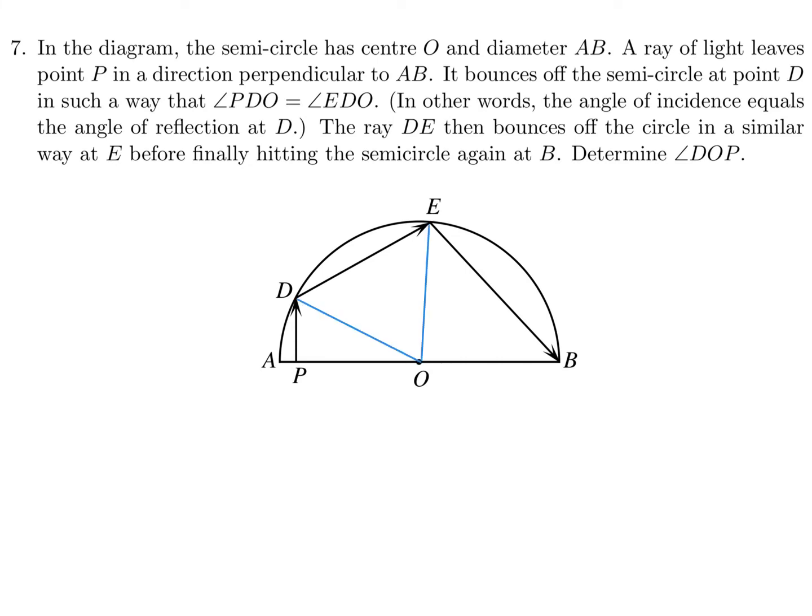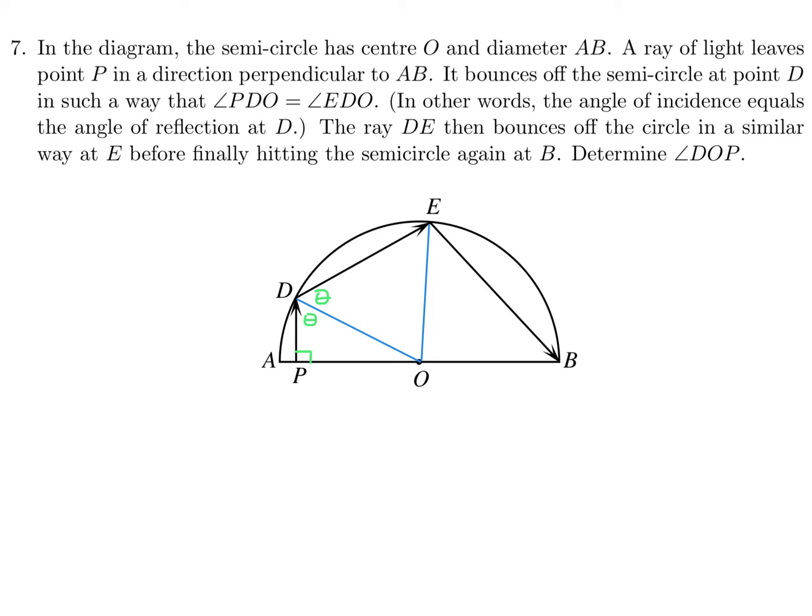And let's talk about this now. So they told me that it's perpendicular to AB. So that means this is a right angle right here. Okay. Then we got to label this. This angle in here, I don't know, so I'll just call it theta. And then they're telling me that it bounces off the semicircle at point D, which is right here, in such a way that PDO equals angle EDO. So PDO is equal to EDO, so this is also theta, this angle in here. Entirely based on what they told me.